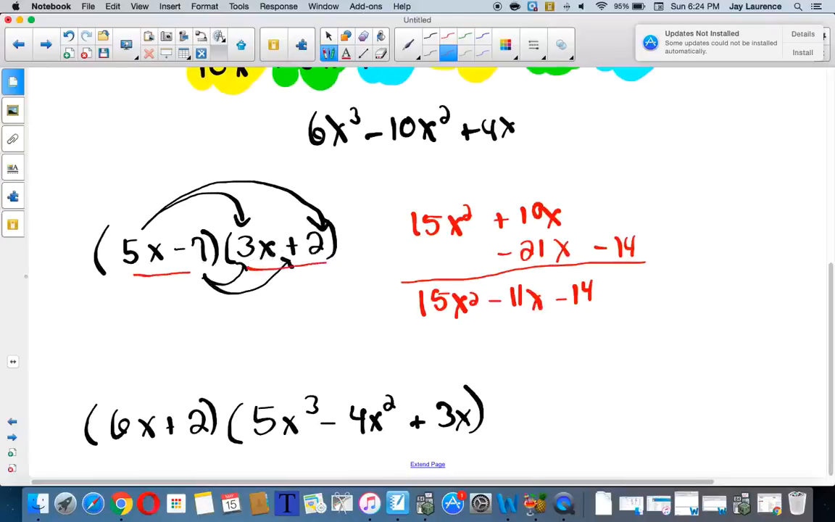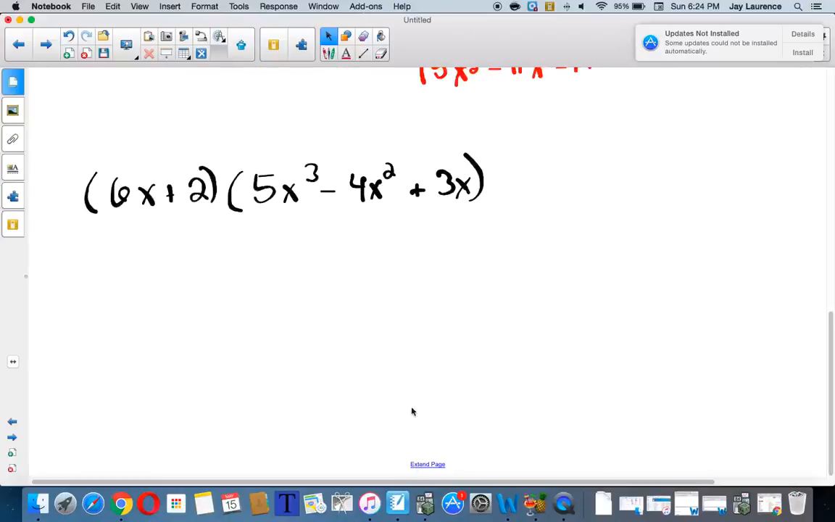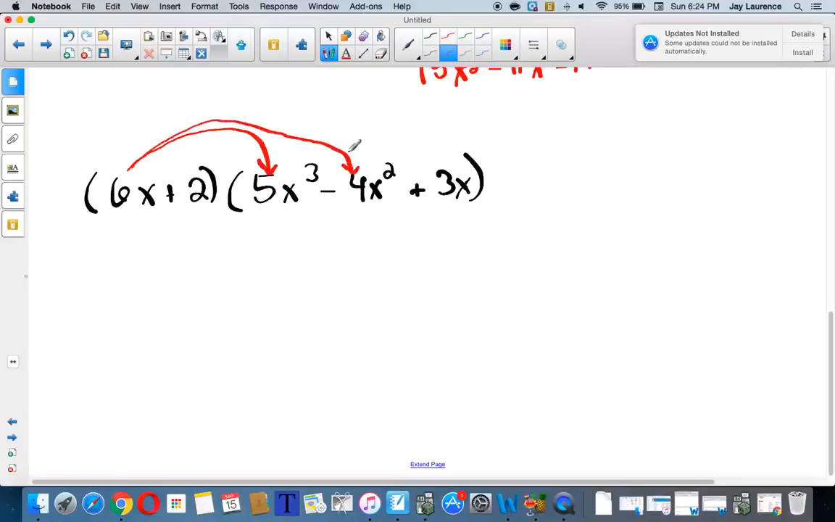All right, now down here I have a binomial times a trinomial. I have a linear binomial, right, 6x plus 2, and a cubic trinomial. Well, again, we have to double distribute. Now, you can't use FOIL on this one because you don't have enough letters in FOIL. FOIL only accounts for 4 multiplications. So another reason I don't like doing it that way. I like to do it a way that allows me to use the technique no matter what my problem.